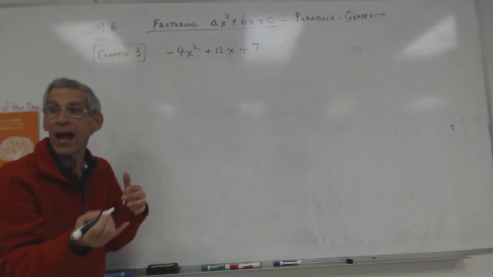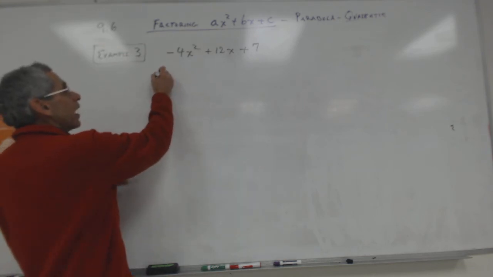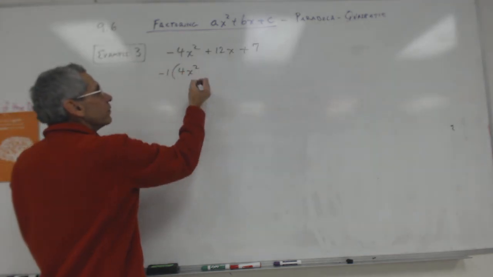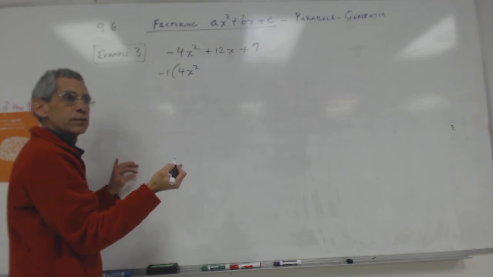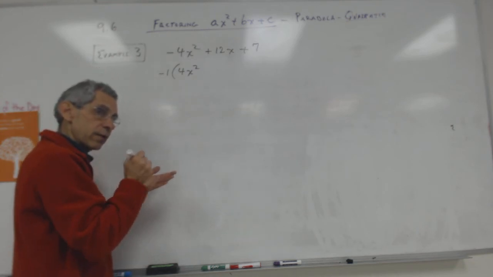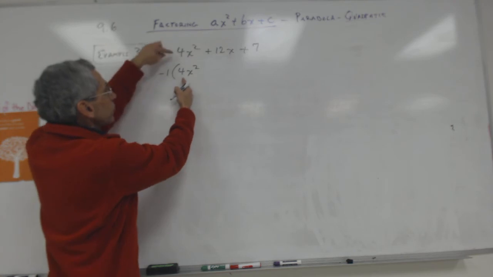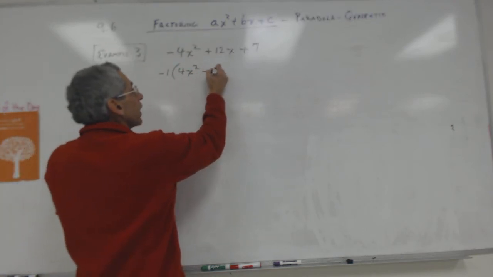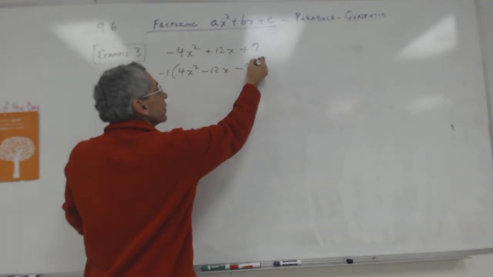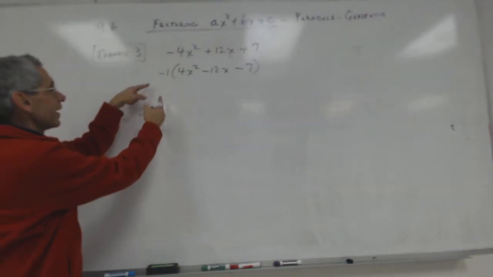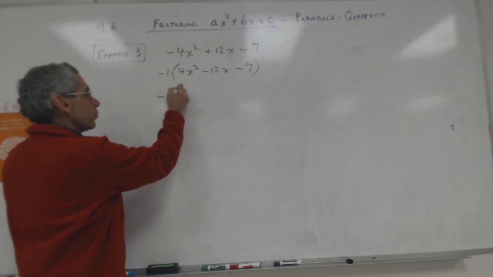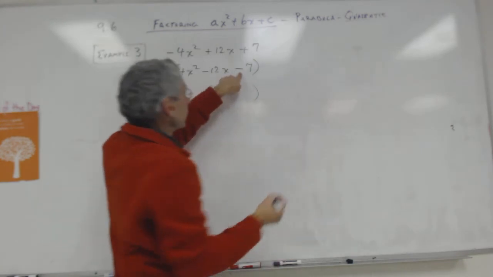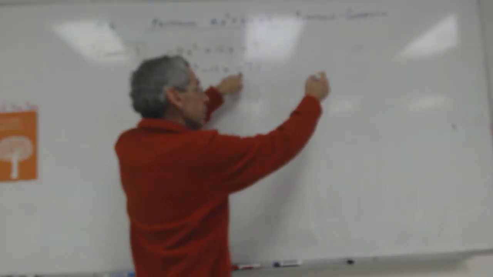So I'm going to factor out a negative 1. And I've got 4x squared, and now this sign changes: minus 12x minus 7. Make sure you're writing them all down. So I've got to keep the negative 1 there, with parentheses. I've got to figure out what are my possibilities to get negative 7.